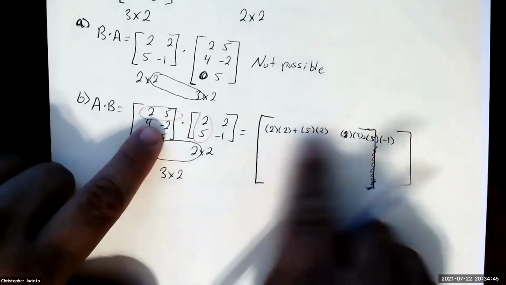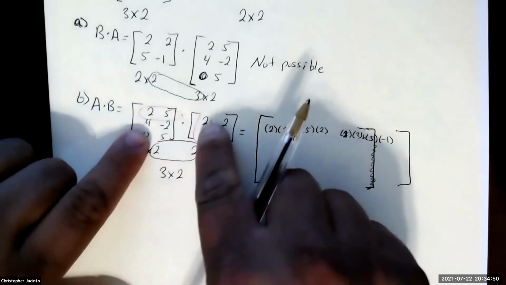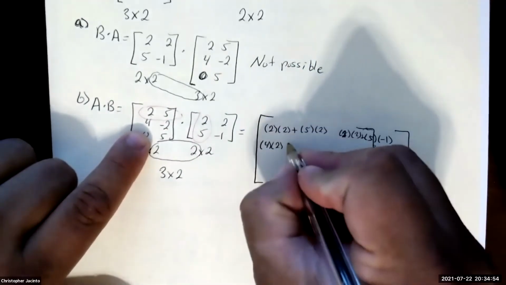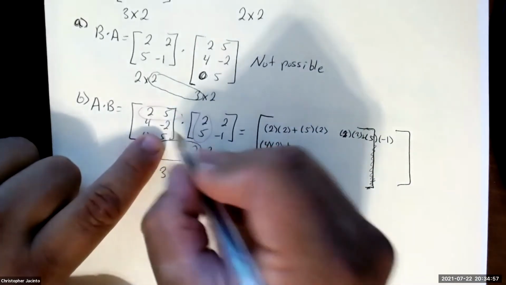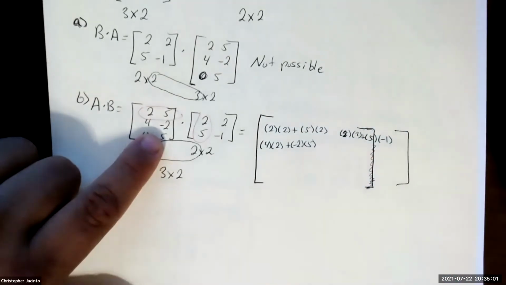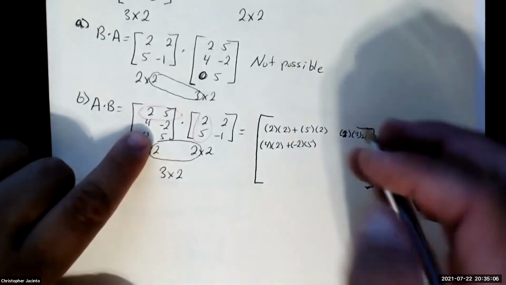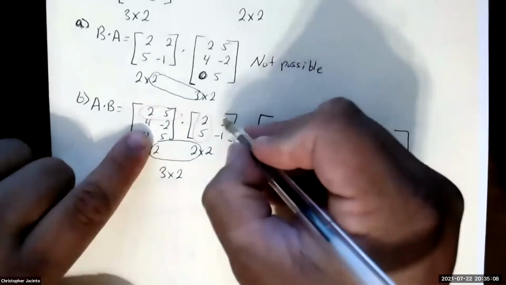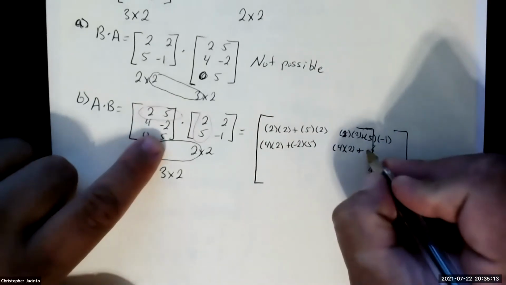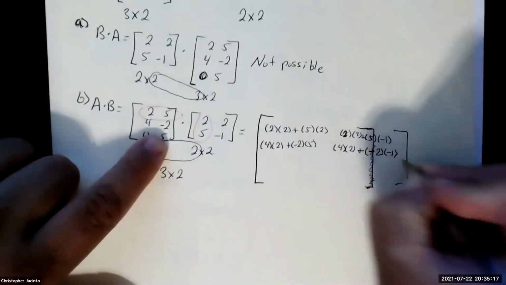Okay. And now we're going to rinse and repeat for the middle term. So now the inner one. So it's going to be 4 times 2 plus -2 times 5. And that's it. And now for the next term, go back here. So 4 times now these ones times 2 plus -2 times -1.